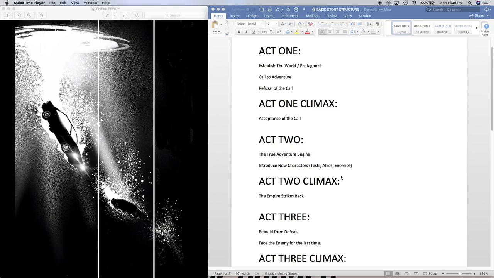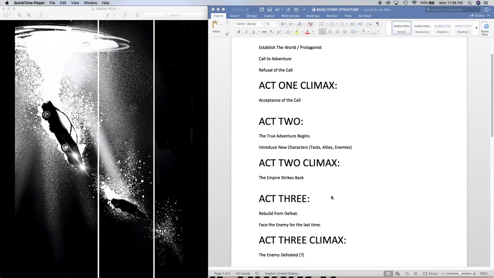In a screenplay, that would be around page 75 or 80, depending how long your script is. That's what happens in the Act 2 climax. Then you get into Act 3.